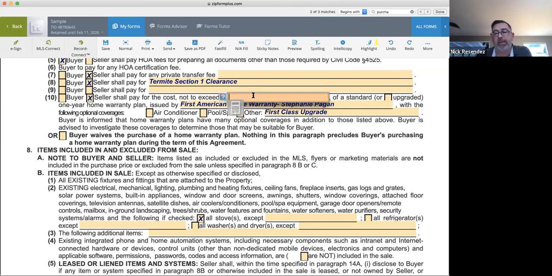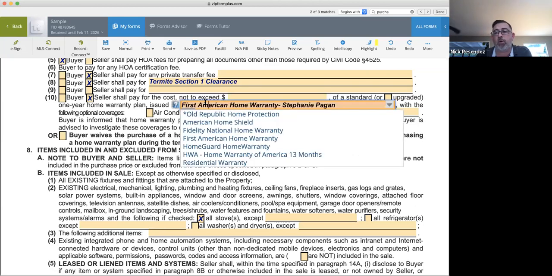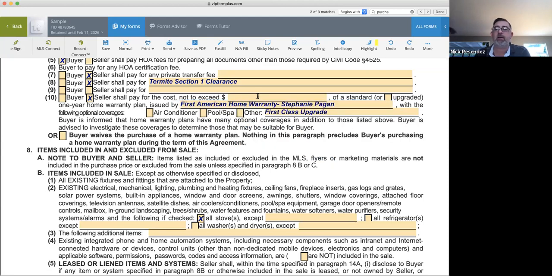Don't leave the dollar amount blank. Go to First American's site or call the rep and ask how much does my policy cost if I want the AC, I want the pool, and I want the upgrade, right? You need to ask those questions, okay?